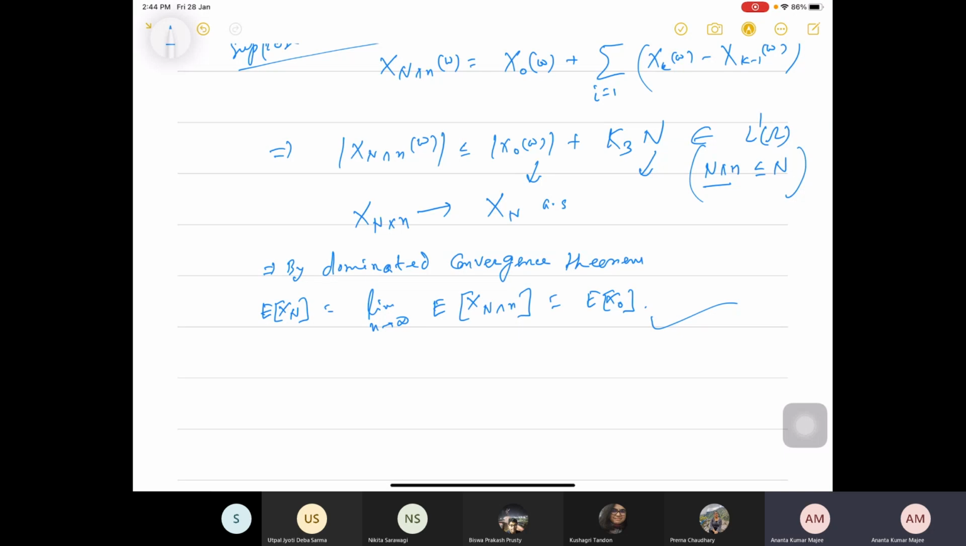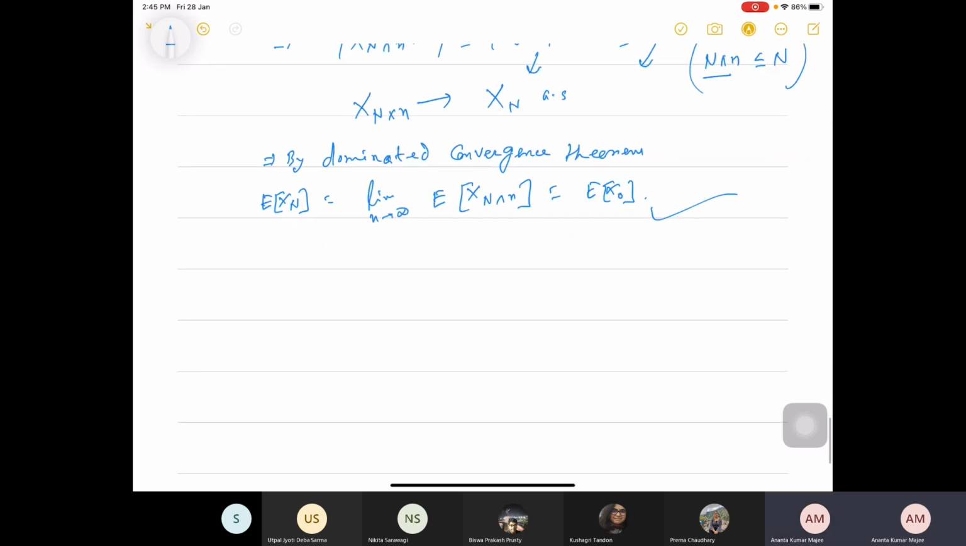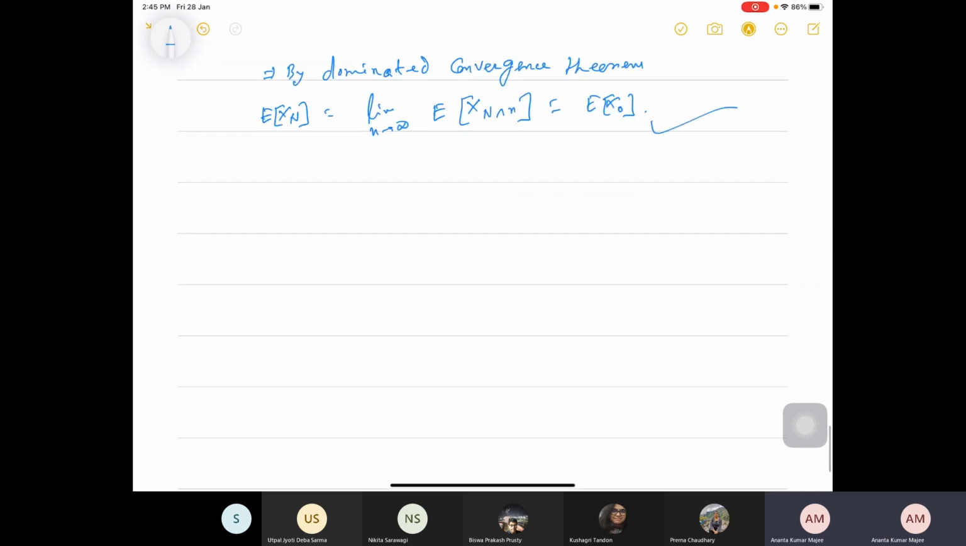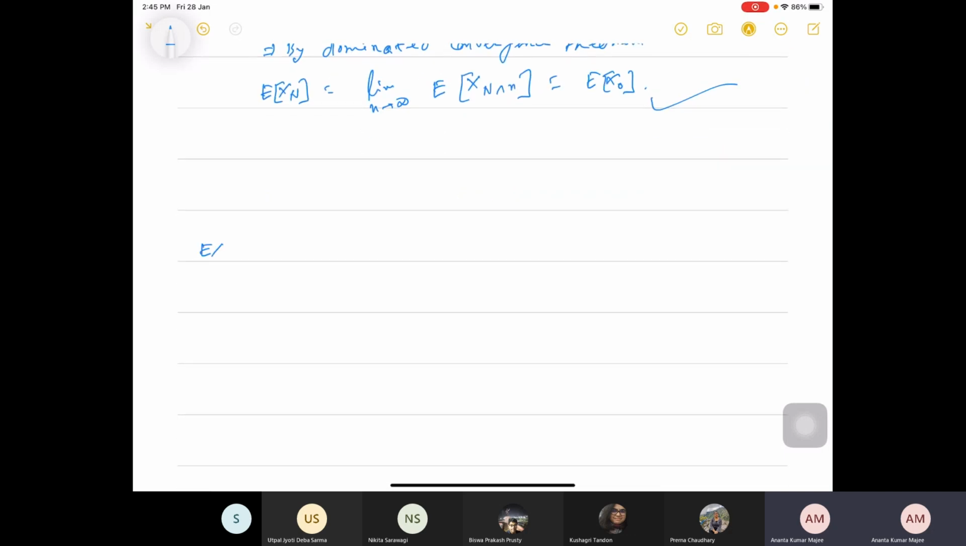Okay, so let us give one example or one application of this theorem. This is a very nice example. Maybe you already know these things.